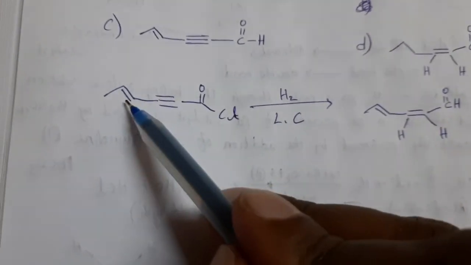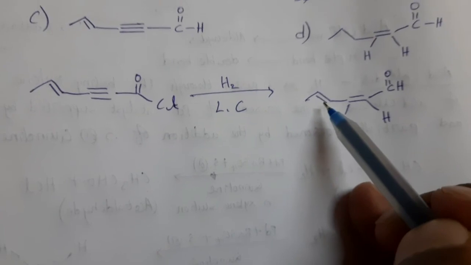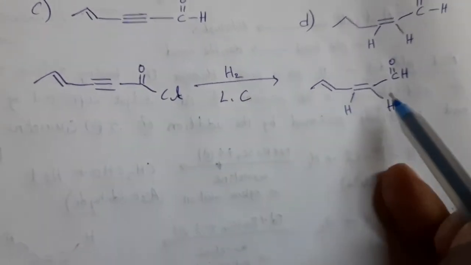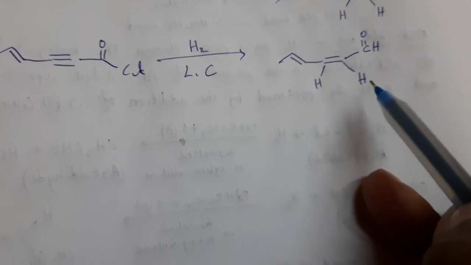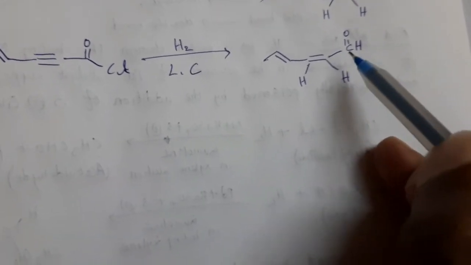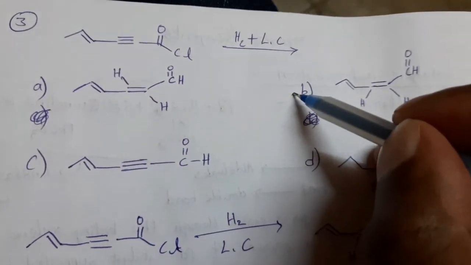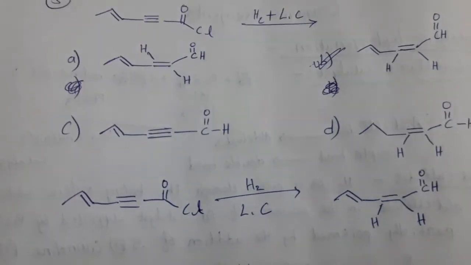See here, this double bond remains intact. There is no change. Triple bond is reduced to double bond and cis addition takes place. Hydrogens are added in cis form to give cis form. COCl is changed to C double bond OH. That means CHO. Then what is the product? Option B is the answer. Option B is the answer.